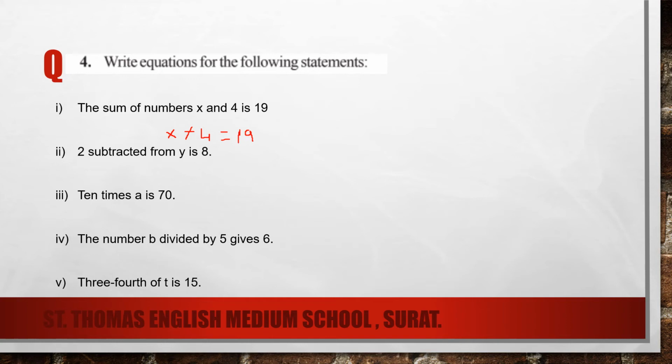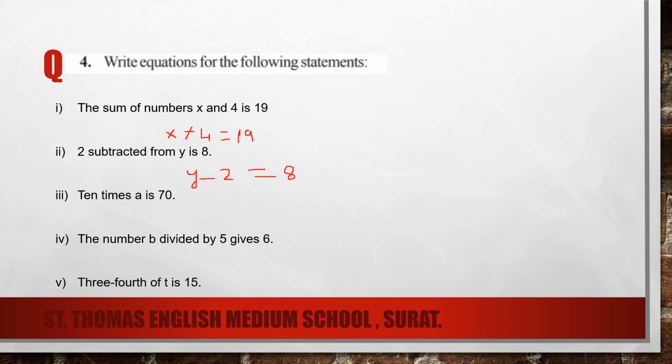Clear? The next one, 2 subtracted from y is 8. Subtracted from y. So which number do you have to write? You have to write y first. Subtracted means minus. y minus 2 is equal to 8.